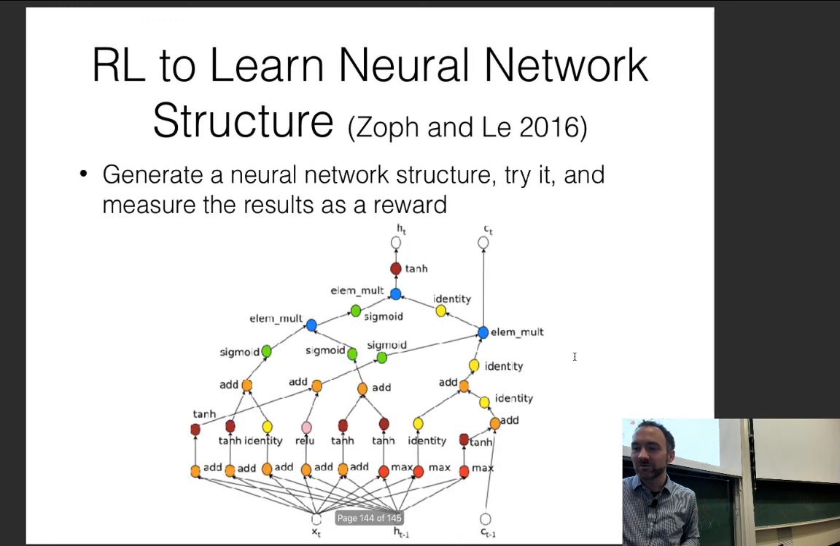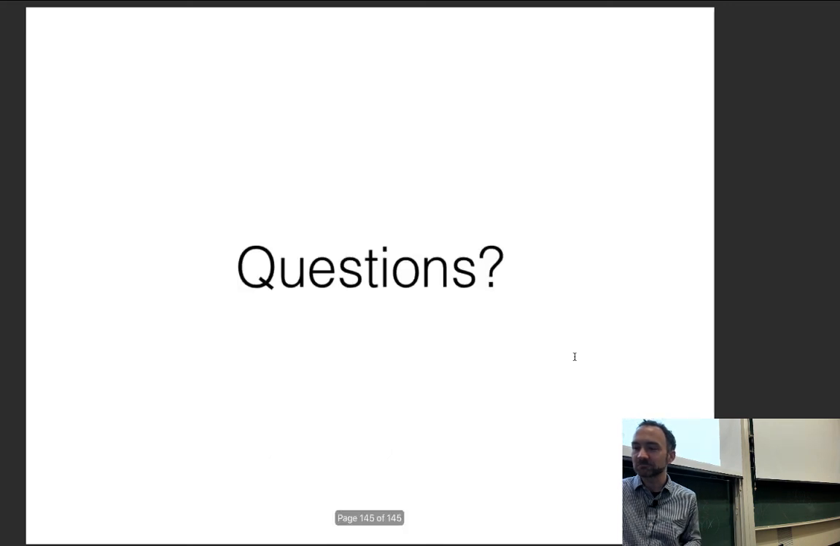Finally, RL to learn neural network structure. I think I talked about this before in the recurrent neural networks lecture, but basically the idea is you generate a whole bunch of neural network architectures and you figure out which one works best for your task, and that's your final reward. So this is neural architecture search.